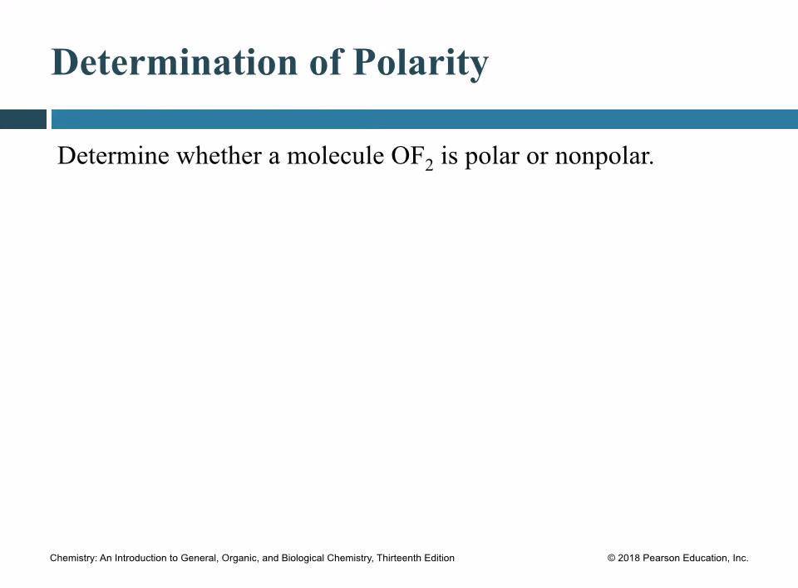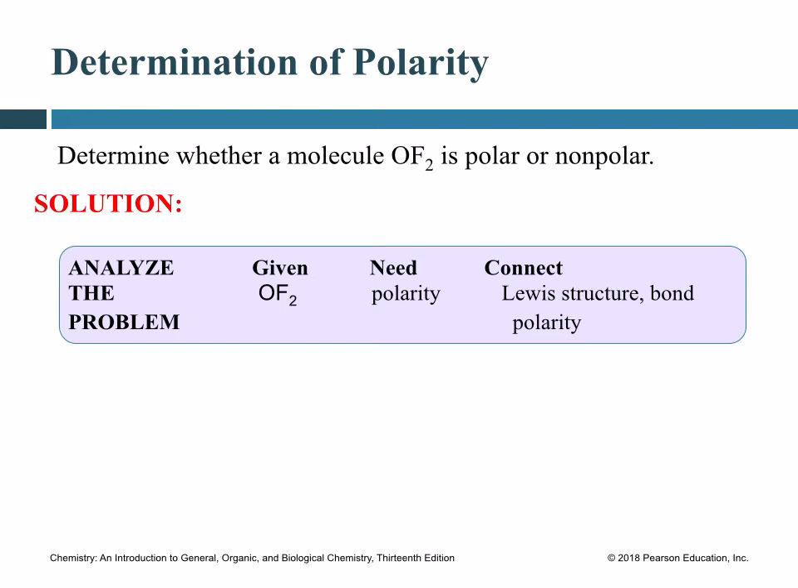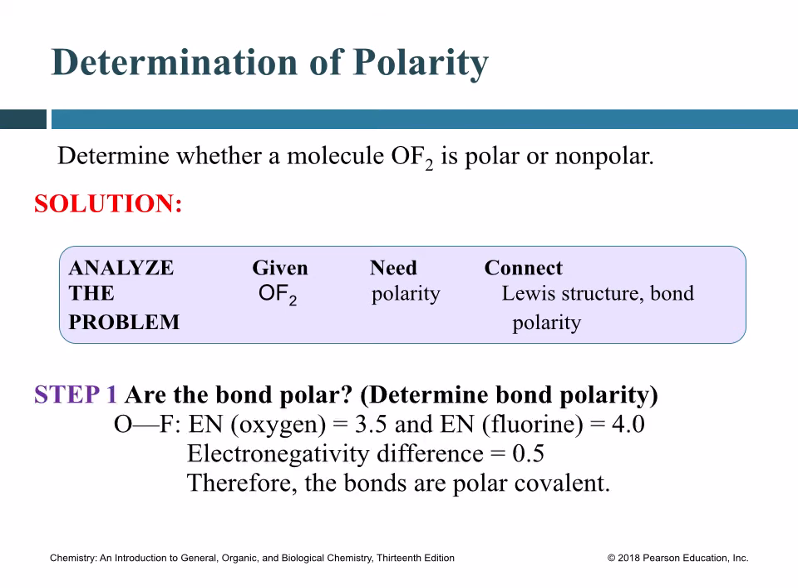Determine whether the molecule OF2 is polar or nonpolar. First, analyze the problem. We are given the molecule OF2. We need to determine the polarity of the molecule. In order to do that, we must first draw the Lewis structure and determine bond polarity. So first, determine if the bonds are polar covalent or nonpolar covalent.